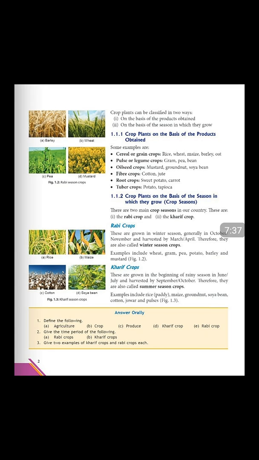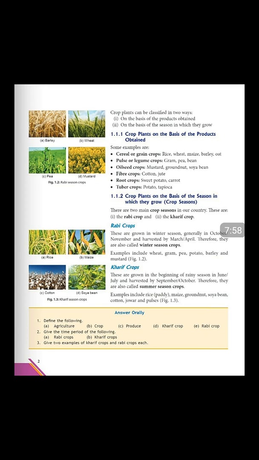So what are rabi crops? These are grown in winter season. As we all know, about 70% of us belong to a farming background, so all these things are simple for us. So what are rabi crops? Rabi crops are grown in winter season.